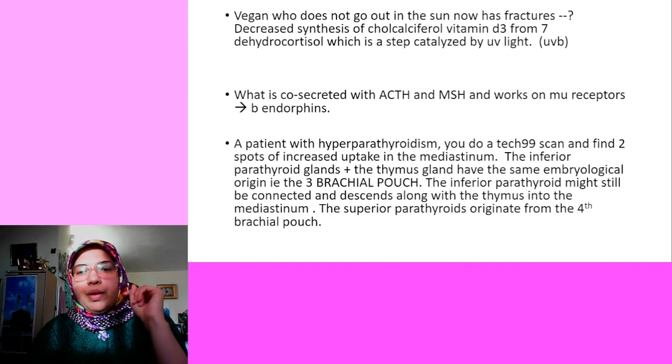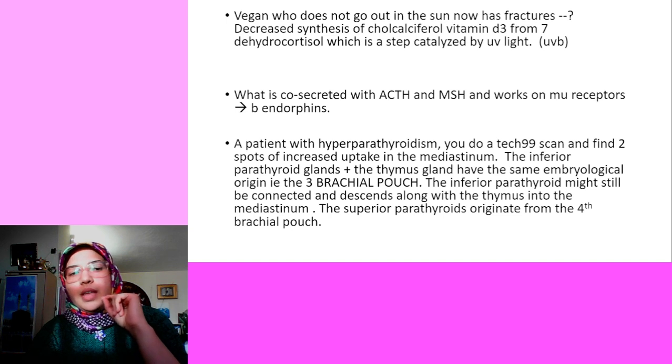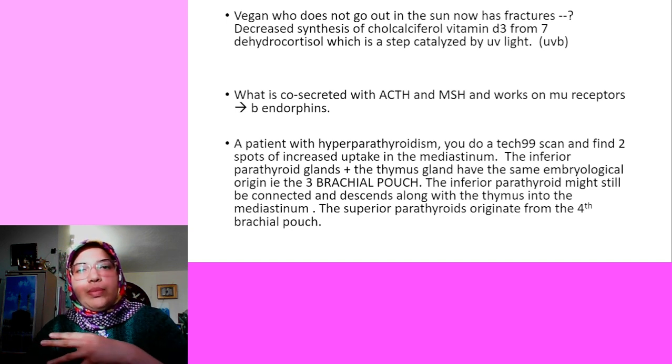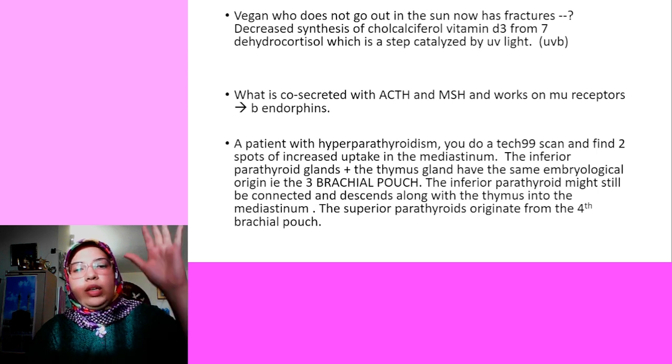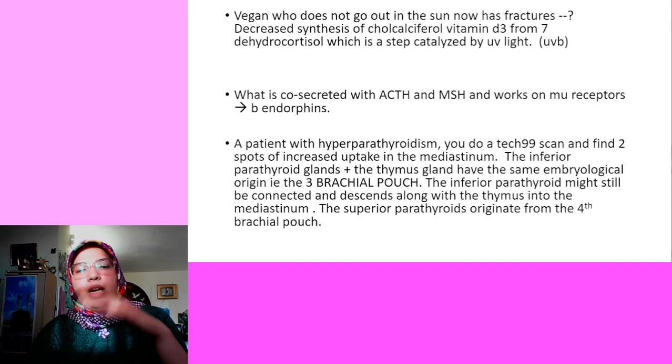A patient with hyperparathyroidism, you do a technetium-99 scan, and we find 2 spots of increased uptake down in the mediastinum. So what happened here? Well, the inferior parathyroid glands and the thymus gland have the same embryological origin, which is from the 3rd branchial pouch. The inferior parathyroid might still be connected and descended along with the thymus into the mediastinum. On the other hand, the superior parathyroids originate from the 4th branchial pouch.